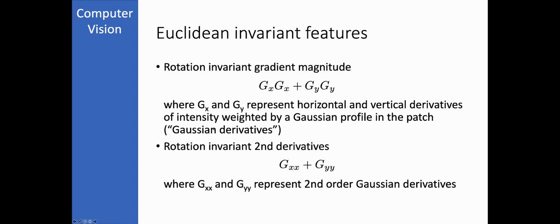That basically gives you an idea that the contribution of a pixel at the outer boundary of a patch is less than the contribution of a pixel at the center of a patch, close to the interest point. Just like the gradient magnitude, you can also think about rotation invariant second-order derivatives. For example, the sum of the second-order derivatives, similar to a Laplacian operator, where gxx and gyy now represent the second-order Gaussian derivatives obtained in a similar way through weighting.